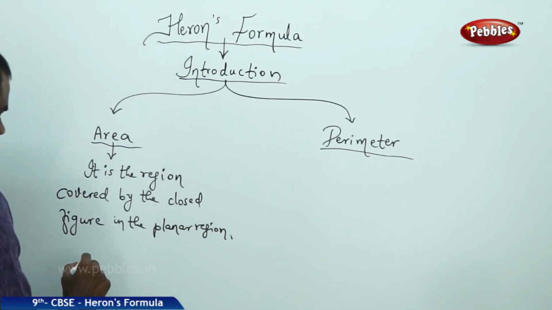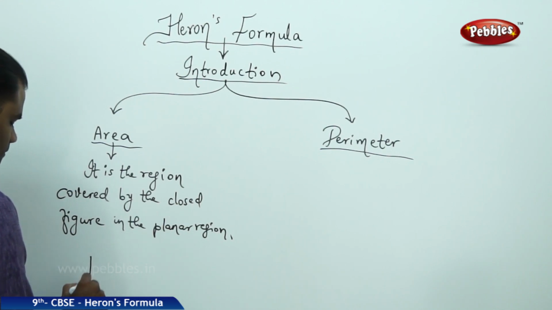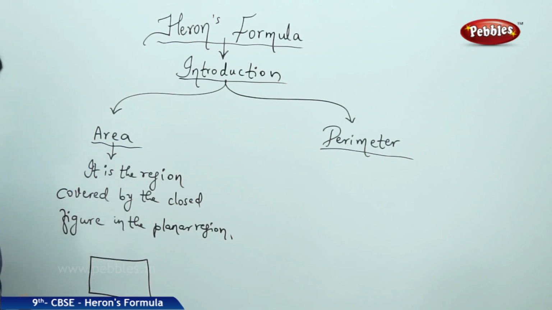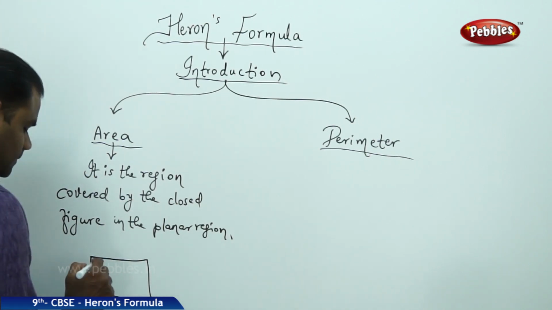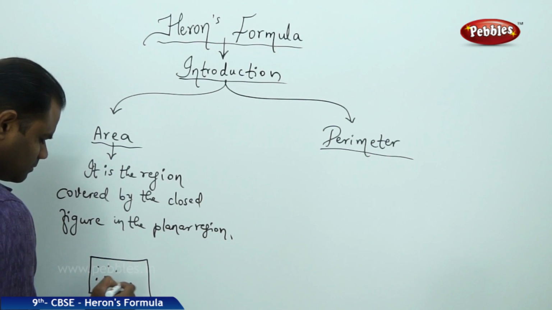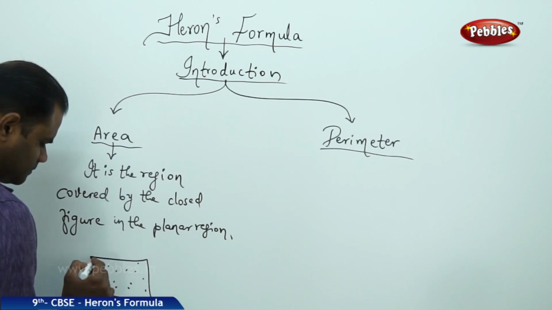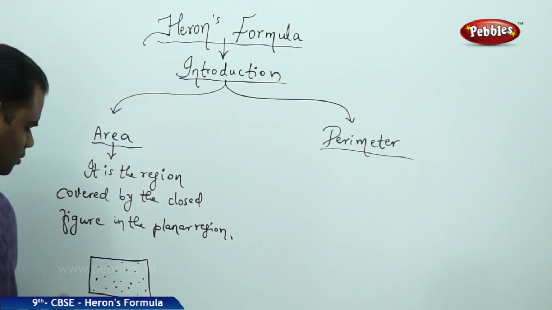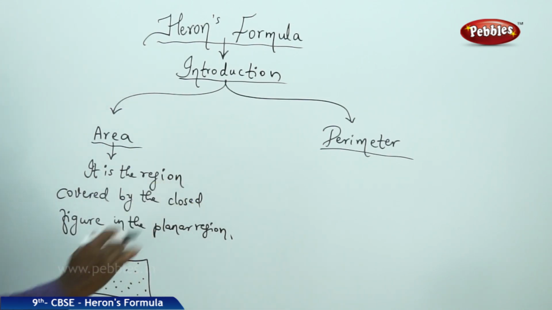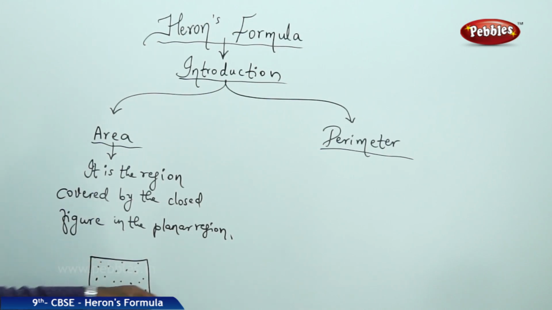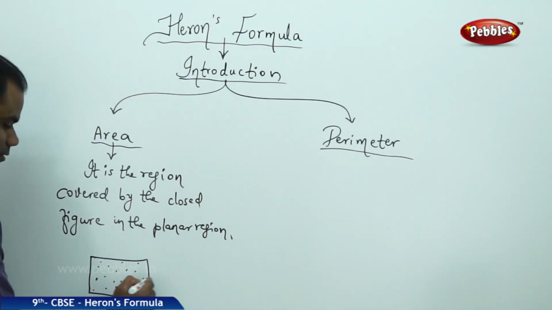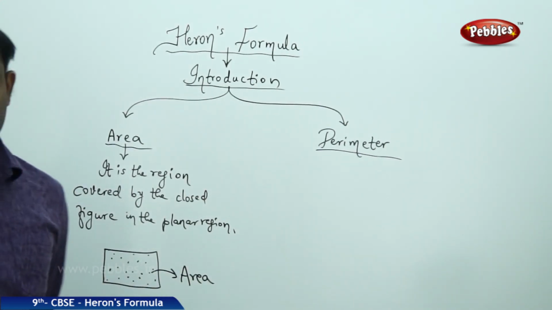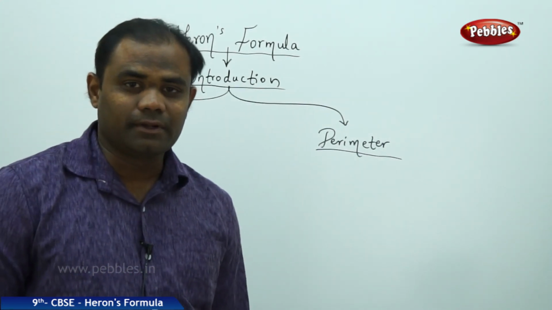For example, I take the example of the rectangular plank as we have discussed. This dotted region, which covers the entire closed solid four-sided figure, is nothing but called the area. So this represents the area. The dotted region is area.